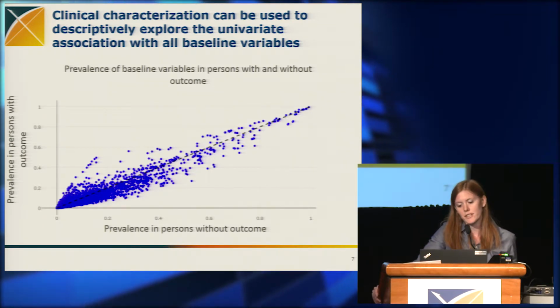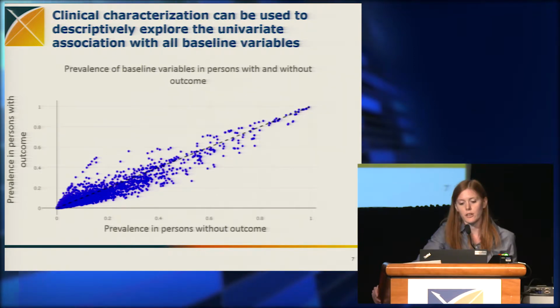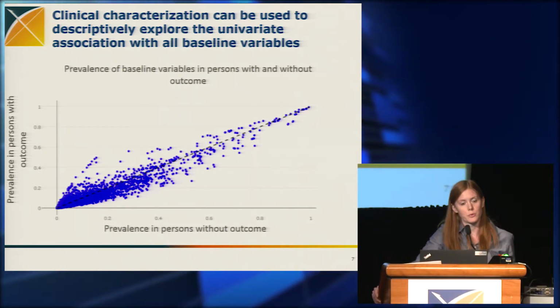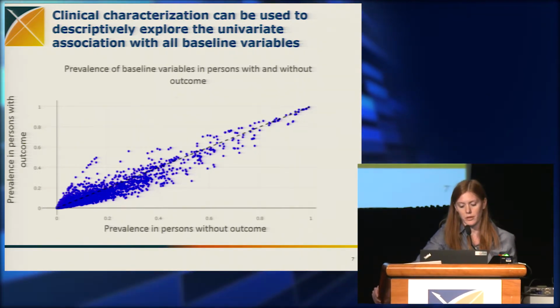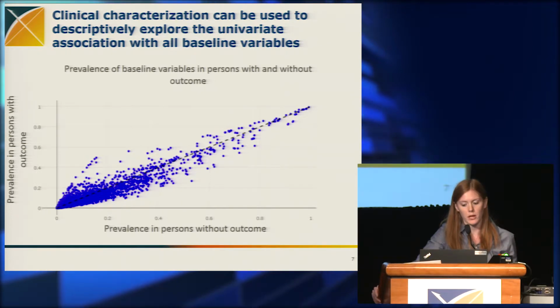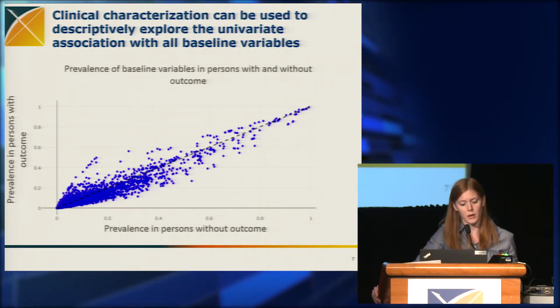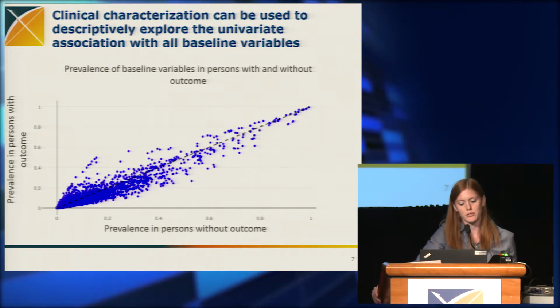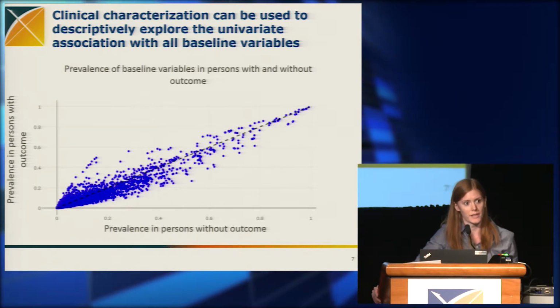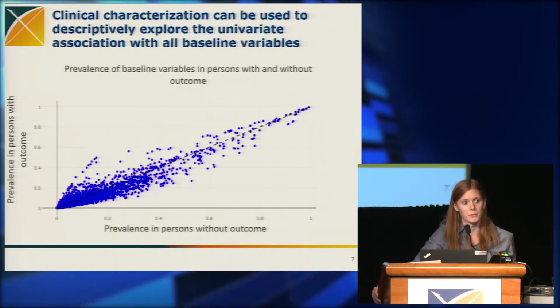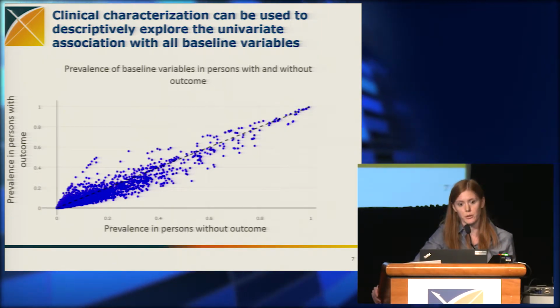The first thing to do when you're doing a prediction model is it's useful to actually look at your data. So we did a clinical characterization where for every variable in the data that we extracted, so all those demographics and all the conditions and drugs and so on, we looked at how common they were in the people without the suicidal thoughts and behaviors on the x-axis, and how common they were for the people who had the suicidal thoughts and behaviors on the y-axis. And this tells you basically for each variable how well by itself it discriminates between people who are going to have the suicidal thoughts and behaviors and who aren't.